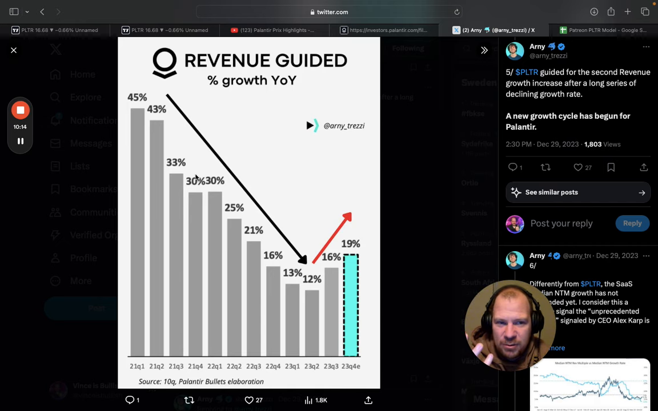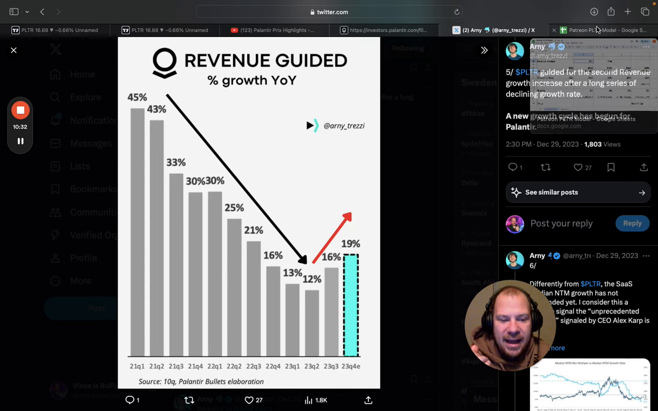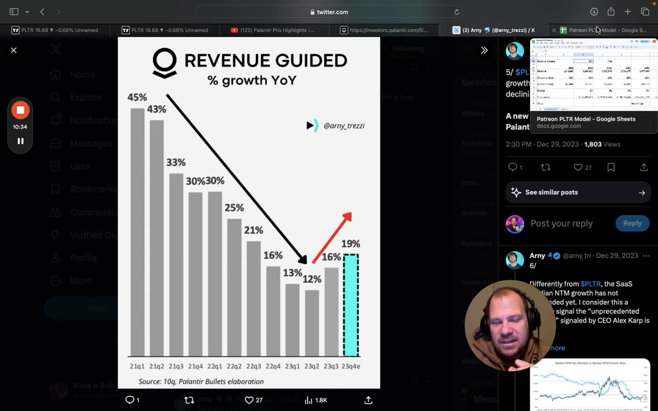This is something posted by Arnie Trezzi. I really like him. He's a good friend of mine. You can see that we have been decelerating on the revenue, and then in Q1 2023 and Q2, it turned around and we started going higher and higher. Now they guided for 19%. And there is so much data that I feel is missing, because we haven't really seen the effects of the AIP bootcamps, which is their new go-to-market strategy. We don't know what their closing rate is. We don't know how much those customers are paying.